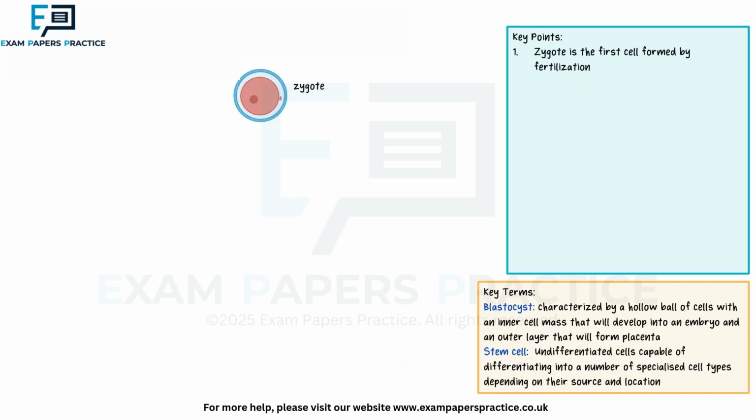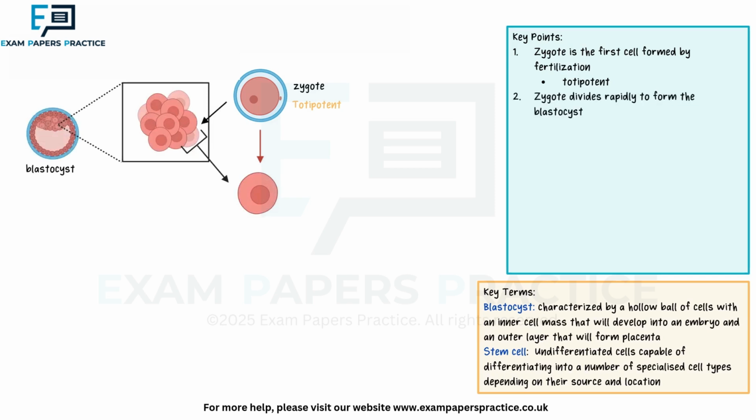To understand how these different potencies of cells apply to development, let's take a look again at the stages of development. The zygote is the first cell formed from the fertilization of the egg cell from a sperm cell. The zygote is a totipotent stem cell, as it can differentiate into any cell found in the embryo or placenta. It is the most powerful of stem cells, as it is the most versatile. Shortly after fertilization, the zygote divides rapidly, forming the blastocyst.